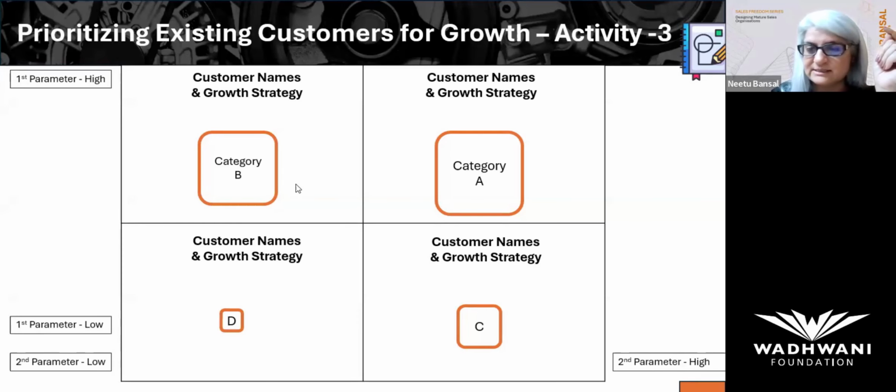Any questions on this, guys? How many of you feel that you can implement this in your business right away? Anybody? Nobody feels that you can implement this in your business?